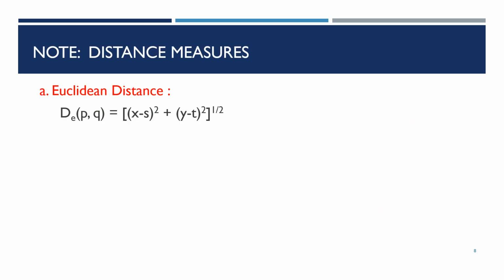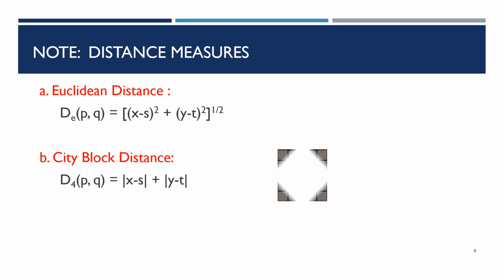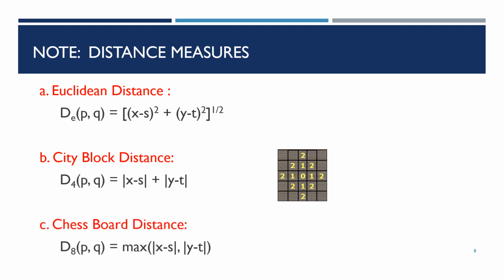Please note, there are other distance measures also. Euclidean distance given by the formula. Another one, city block distance given by the formula. And the third one is the one we have discussed just now, chessboard distance given by the formula we see below the heading.